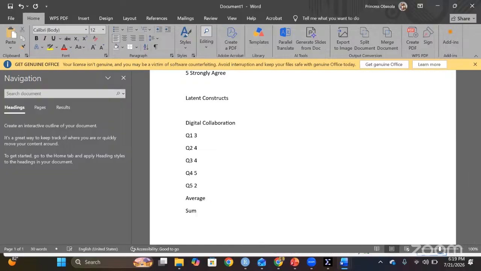If it's average, we look for the average. 3 plus 4, 7. 7 plus 4, 11. 11 plus 5, 16. 16 plus 2, 18. Then we do 18 divided by 5, and that's equal to what? 3.6. So this 3.6 is then digital collaboration.